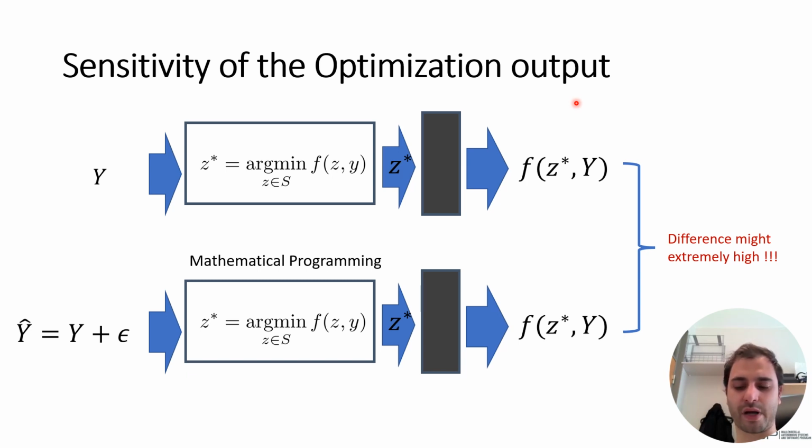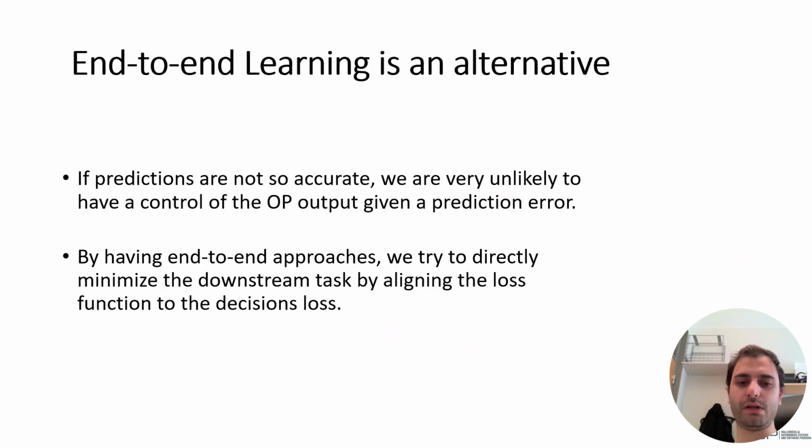And that's the reason why we want to do end-to-end learning, because if we focus on the prediction of y itself, even though we could make this error very, very small, maybe it's not small enough to have these results close to each other. So end-to-end learning is an alternative. If predictions are not so accurate, we are very unlikely to have control of the OP output given a prediction error. But with end-to-end approaches, we try to directly minimize the downstream task by aligning the loss function to the decision loss, to the downstream task.